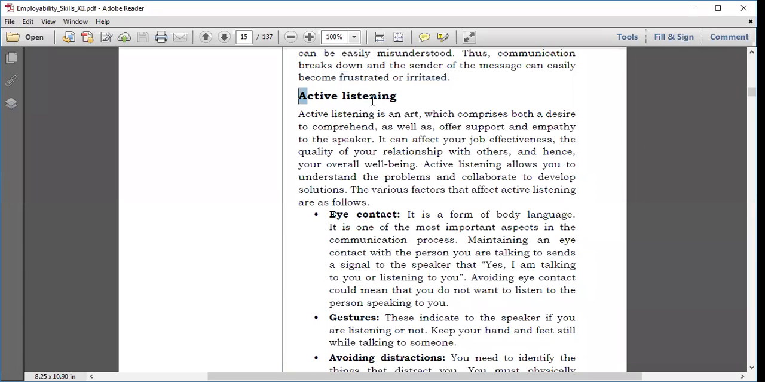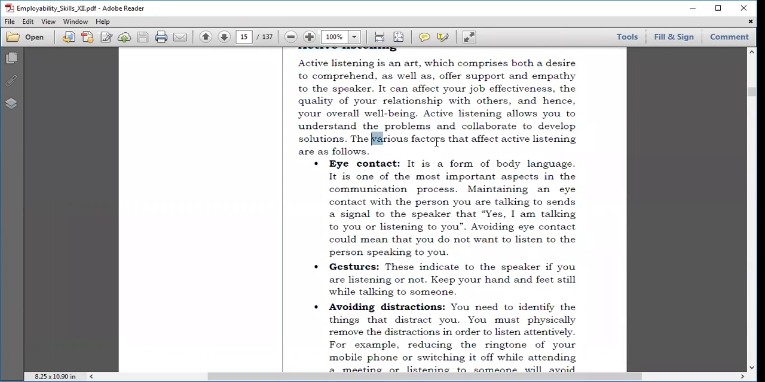Next part: active listening. How can active listening be easily handled? How should you be attentive? What all things should be done while listening to somebody? There are various factors. First is eye contact. It's a form of body language, right?